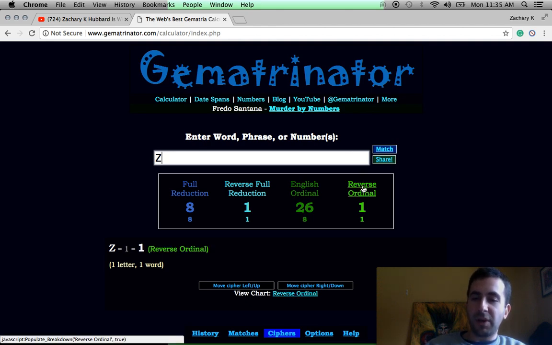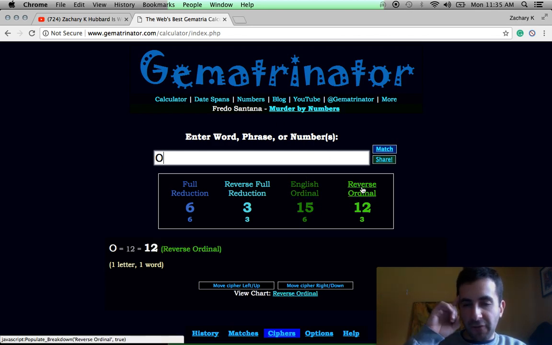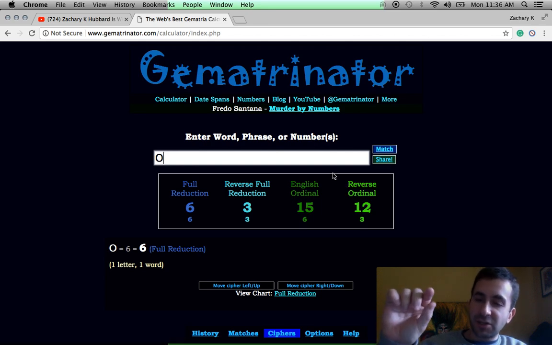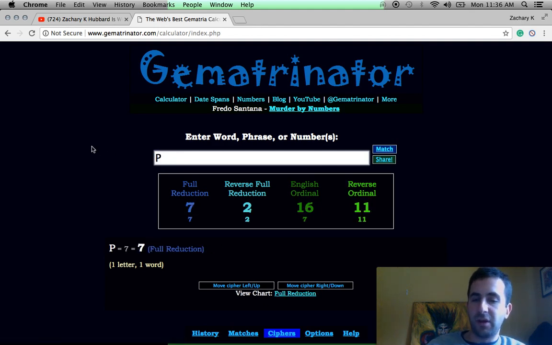So what's happening is a formula. I know that O is the 15th letter. There's a formula to get to reverse ordinal if you know the alphabetic order. That formula is 27 minus whatever the ordinal letter placement is. So 27 minus 15 is 12. I know that P is the 16th letter. 27 minus 16 is 11. So P is going to be 11 in reverse ordinal.